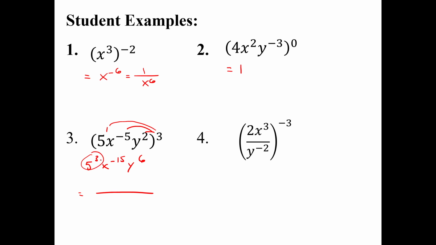So 5 to the 3rd power is 125. I'm going to keep that on the top because it was a positive exponent. And then the x to the 15 goes to the bottom and becomes positive. And that's my final answer.